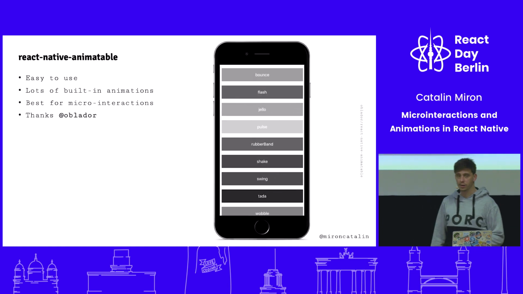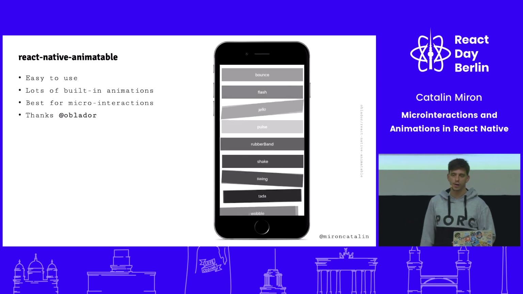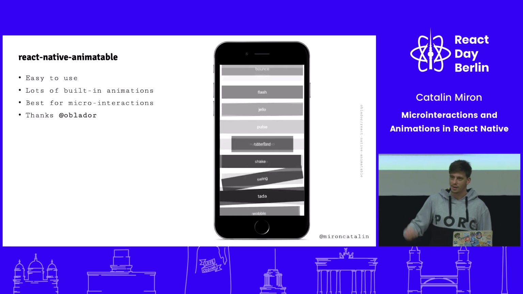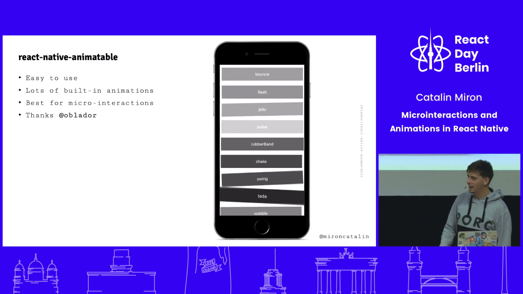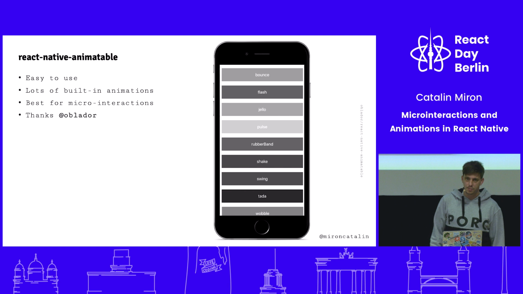React Native Animatable, in my opinion, is the best library out there for creating micro interactions. I was drinking yesterday with Oblador, and yeah, thanks so much for creating this awesome library.